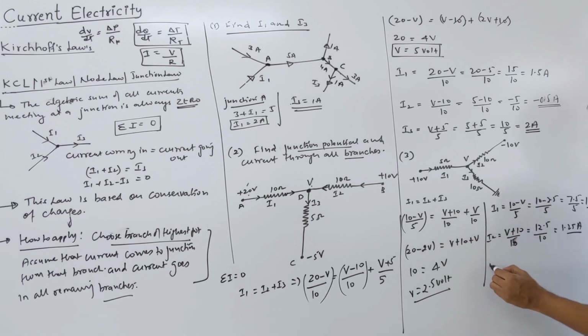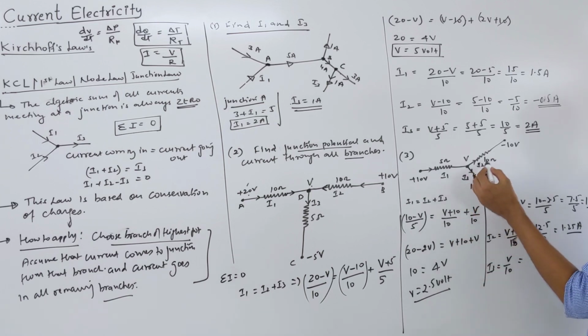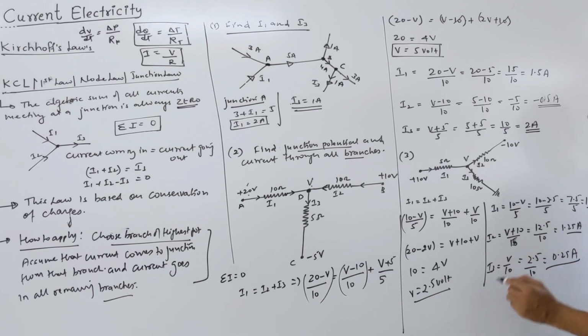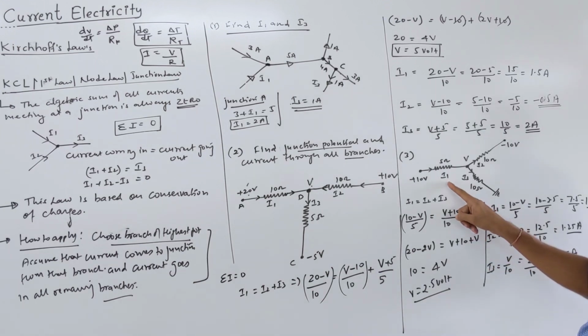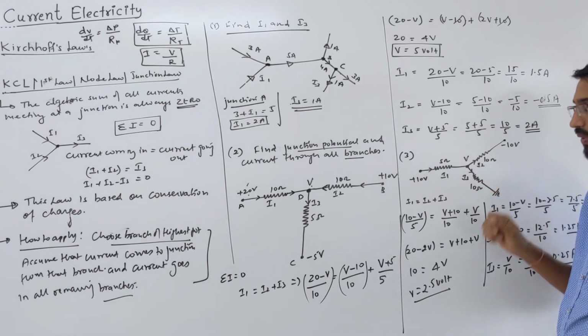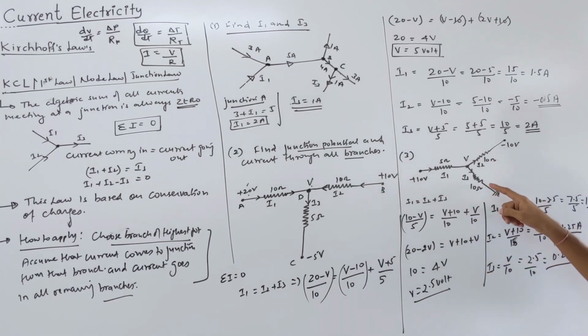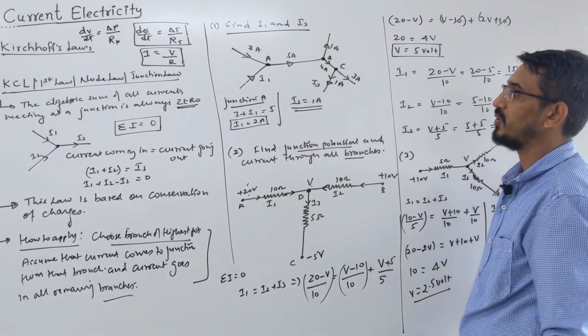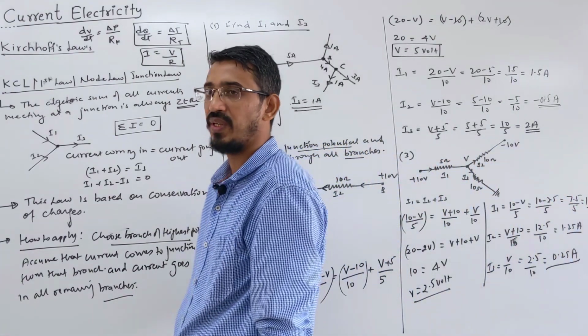And the last current I3 is V by 10. V is 2.5, divided by 10, so that becomes 0.25 ampere. You can cross check now. All are coming positive, meaning all directions are okay. I1 should be equal to I2 plus I3. I1 is coming 1.5, and 1.25 plus 0.25 is 1.5, right? So this is your Kirchhoff's first law, which is very simple.